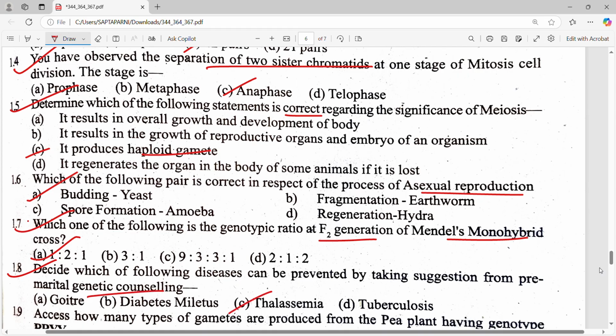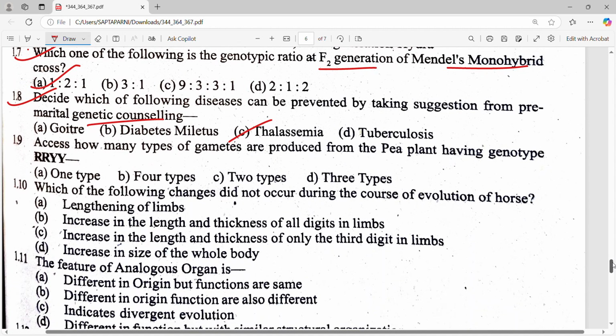Decide which of the following diseases can be prevented by taking the suggestion of premarital genetic counseling. The answer is thalassemia, because it is a genetic disease. Then how many types of gametes can be produced from the pea plant having the genotype capital R, capital R, capital Y, capital Y? Only one type of gamete can be produced, that is capital R, capital Y. So the correct answer is one type.